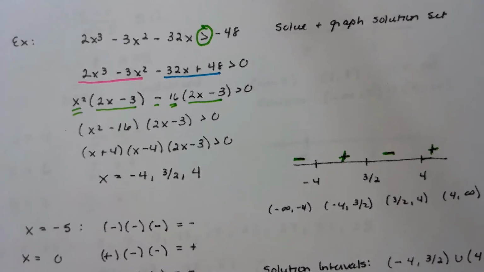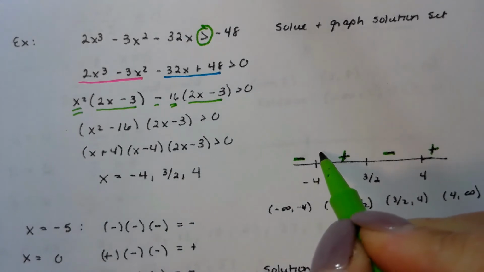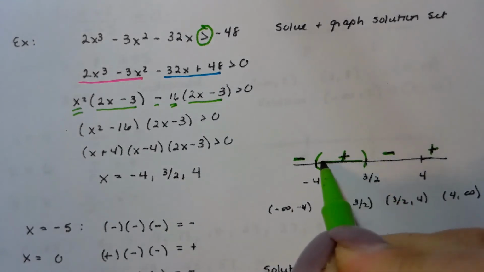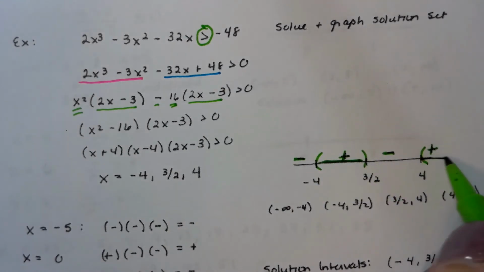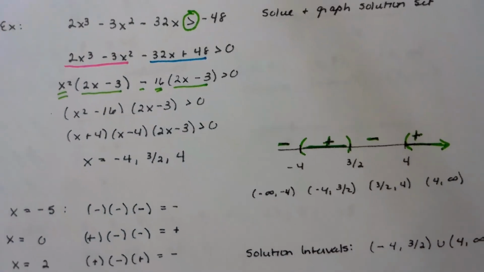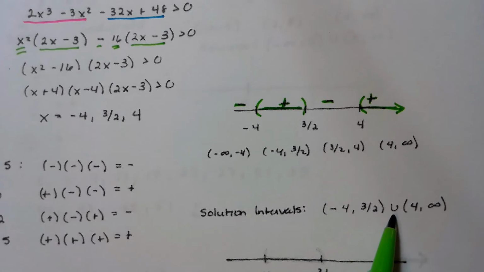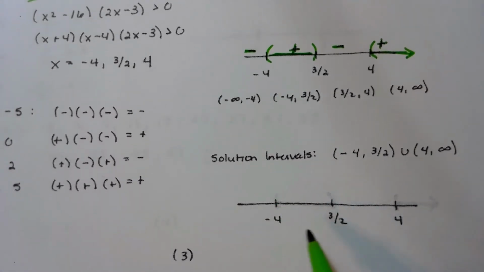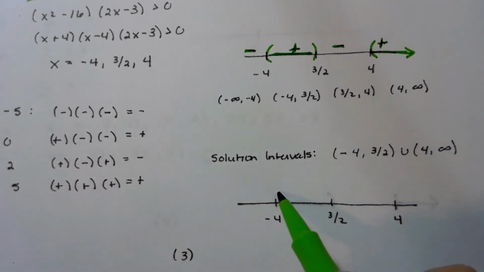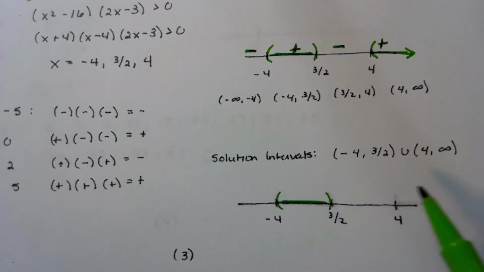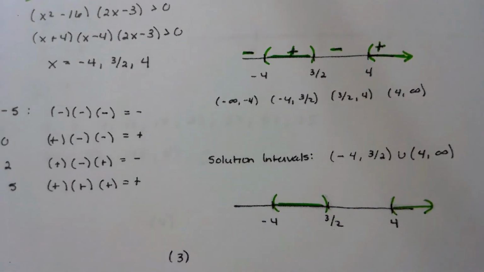So what that means is my solution set is going to lie between negative 4 and 3/2 and from 4 to infinity. So in interval notation, I would write it as negative 4 to 3/2 in union with 4 to infinity. And I had in class, you can barely see it on here, there's some shading, I did it with a highlighter. But anyway, this again would be the solution set to this particular inequality.